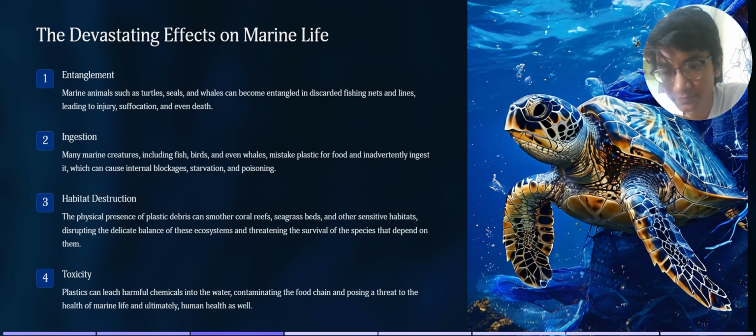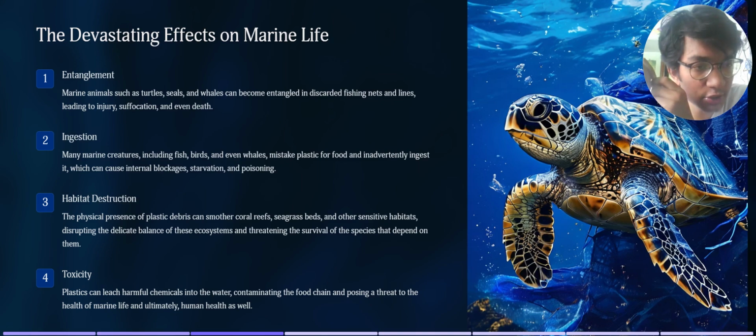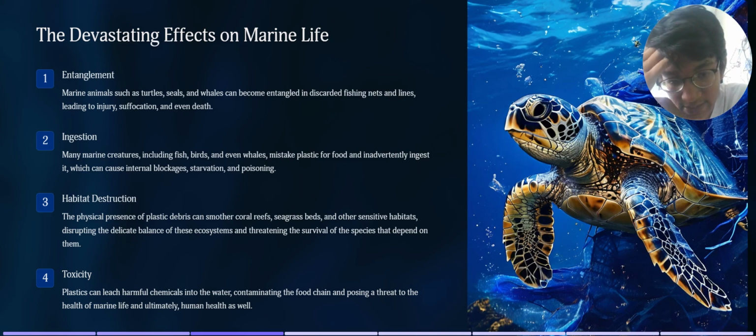Habitat destruction. The physical presence of plastic debris can smother coral reefs, seagrass beds, and other sensitive habitats, disrupting the delicate balance of these ecosystems and threatening the survival of species that depend on them. See, habitat destruction is a very big issue. The physical presence of plastic debris can smother coral reefs and sensitive habitats.